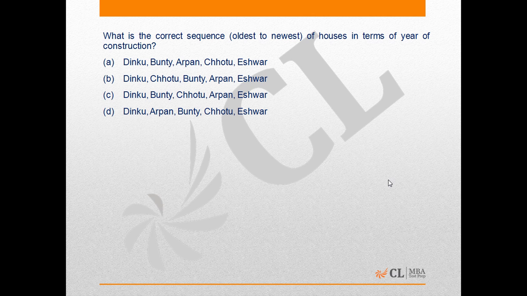Now come to the questions. The first question asks what is the correct sequence, oldest to newest, of houses in terms of years of construction. Option C is the correct answer. As Dinku's house is oldest, it is followed by Bunty, then Chotu, Arpan, and finally Iswar.